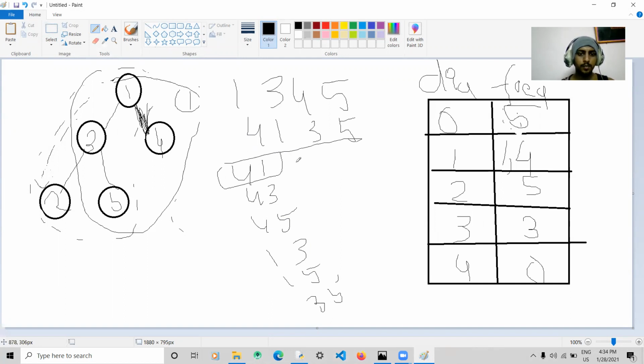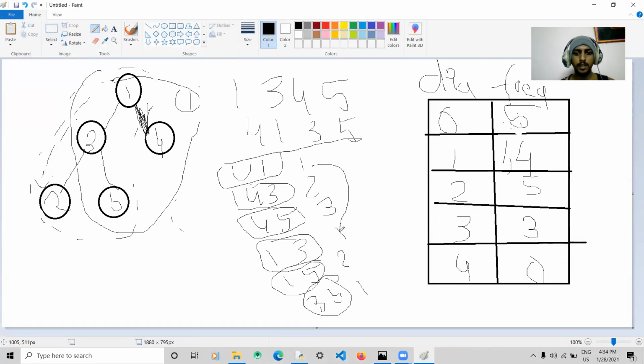So 4 to 1 is 1, 4 to 3 is 2, 4 to 5, and they are pre-computed, so we don't have to figure them out at runtime. 1 to 3 is 1, 1 to 5 is 2, and 3 to 5 is 1. So the number of ones here must be exactly length of subset minus 1, and that's when it will form a tree. Think about why this needs to happen.